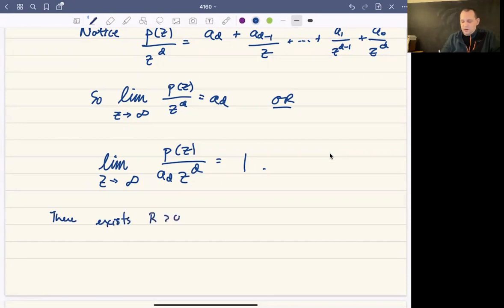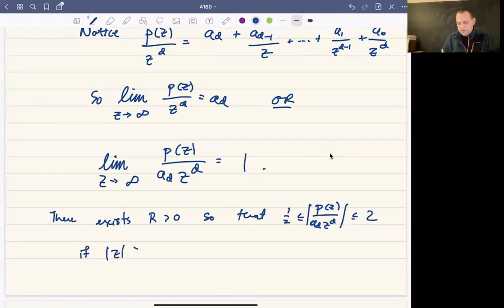So there exists a value r so that p of z over a sub d, z to the d is less than or equal to 2 and greater than or equal to a half if the modulus of z is greater than or equal to r. So again, to say that this limit is 1 means that if the modulus of z is big enough, this quantity gets arbitrarily close to 1. And in particular, it's always going to be between 1/2 and 2. Okay, so that follows immediately by the definition. And then once you unfold this, this immediately gives lemma 1.